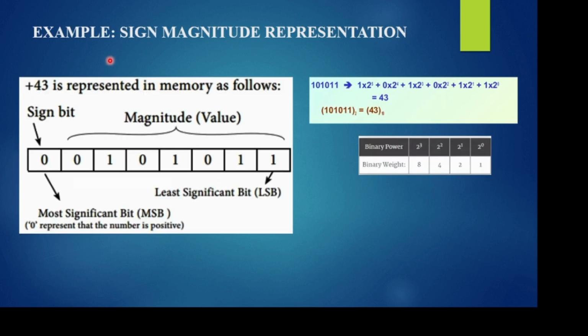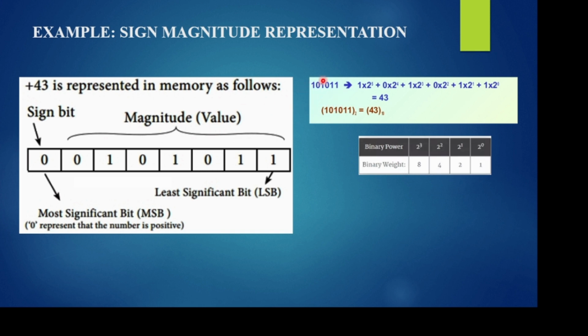First, we shall check how a signed binary number can be represented using sign magnitude representation. Here an example is given. Here plus 43 is represented in sign magnitude form. We can see that the most significant bit is allocated for representing the sign of the number. If the sign bit is 0, the number is positive, and if the sign bit is 1, the number is negative. Here we have represented plus 43, so the sign bit is 0, and the rest of the bits represent the magnitude or the value of the number.